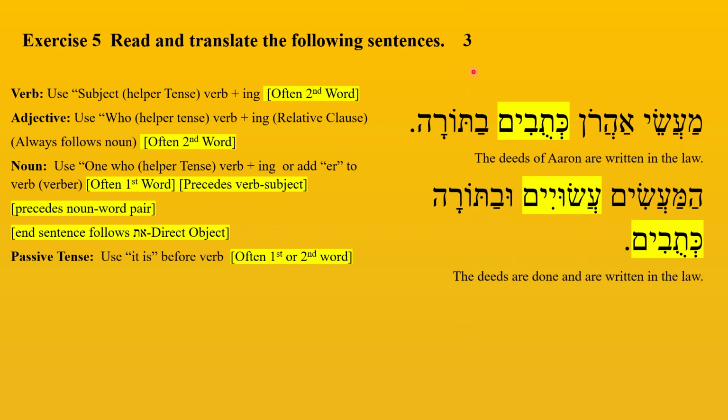In the second half of number 3, Maaseh Aharon Ketuvim Batorah. So here we have, again, similar to the last sentence, the deeds of Aaron. Again, we have the passive tense of the participle. So the deeds of Aaron are written in the law or in the Torah.